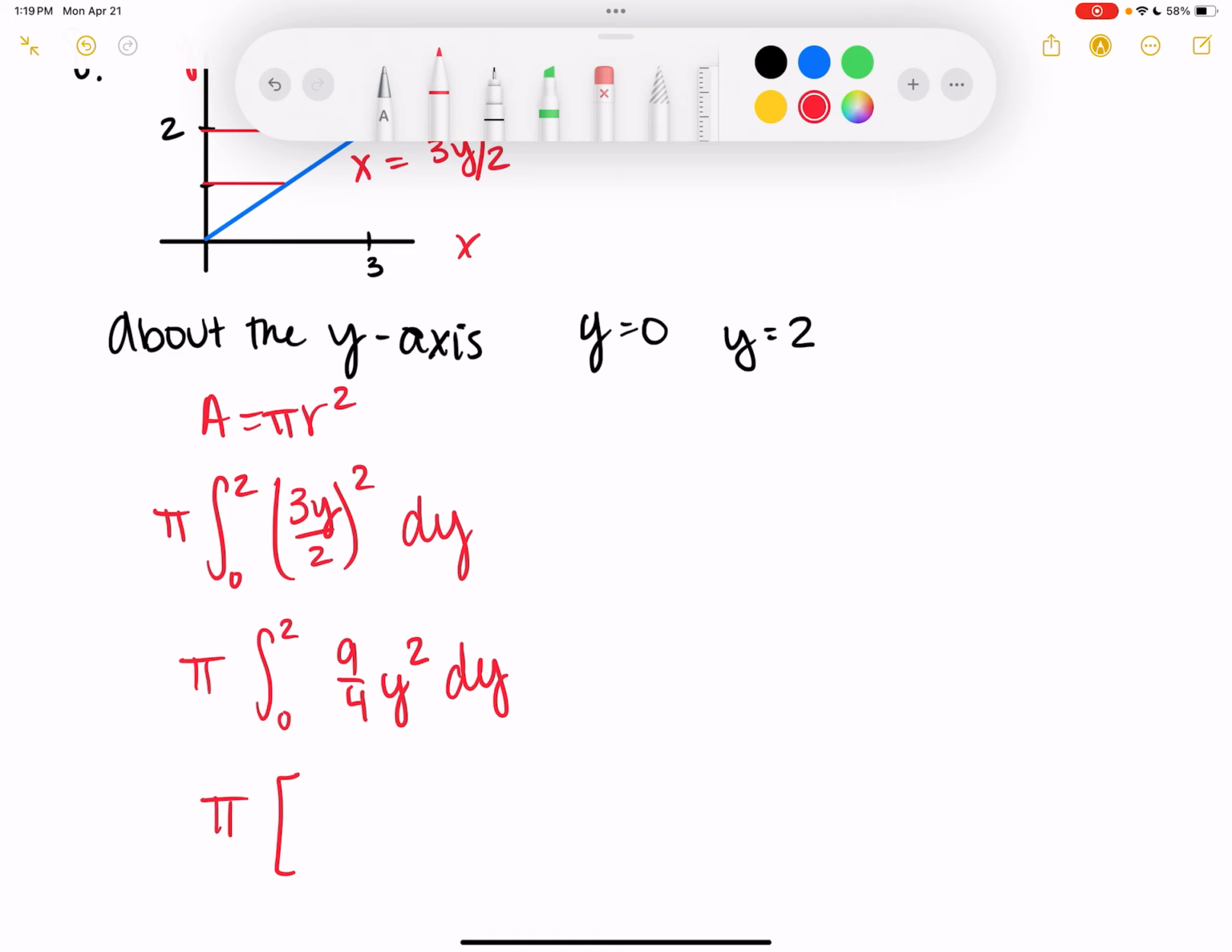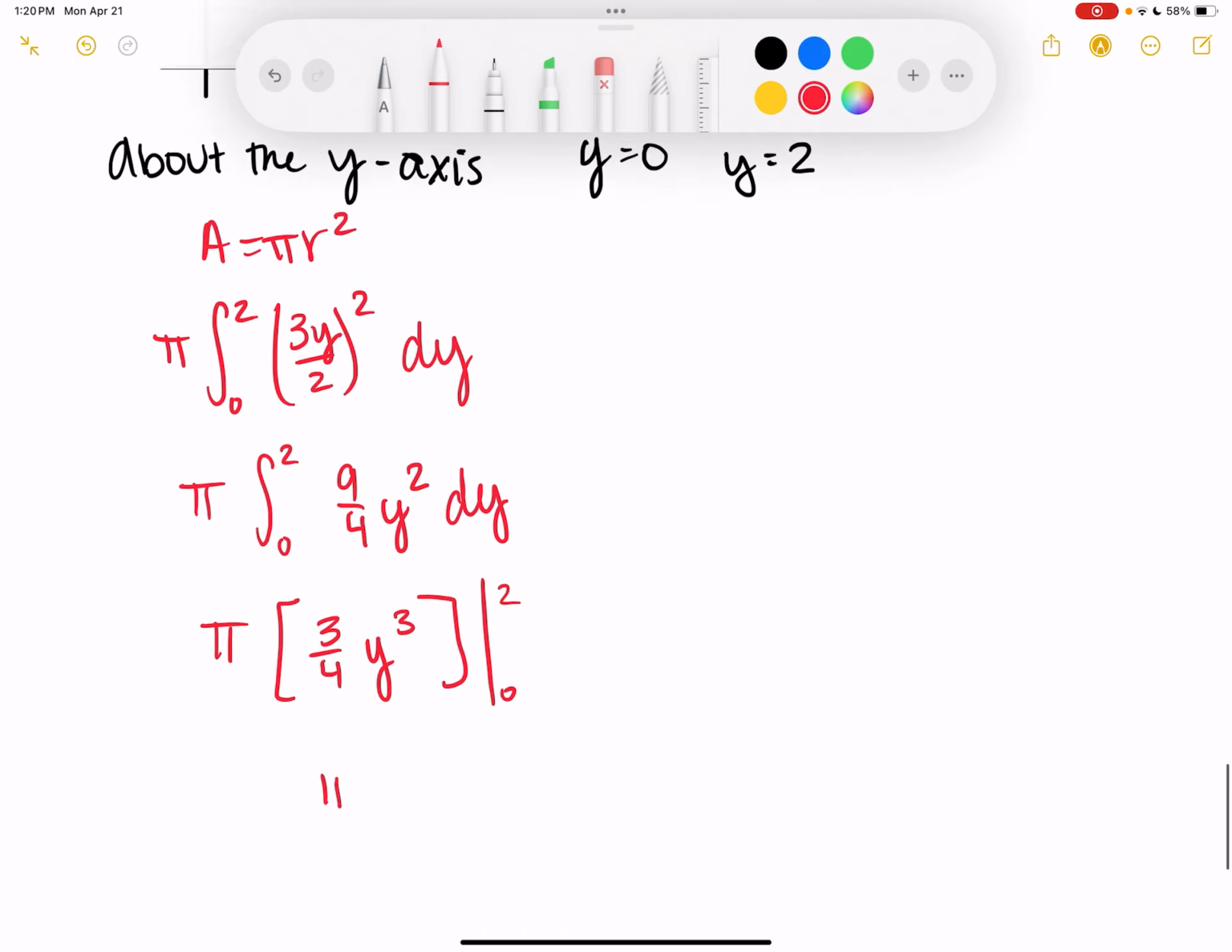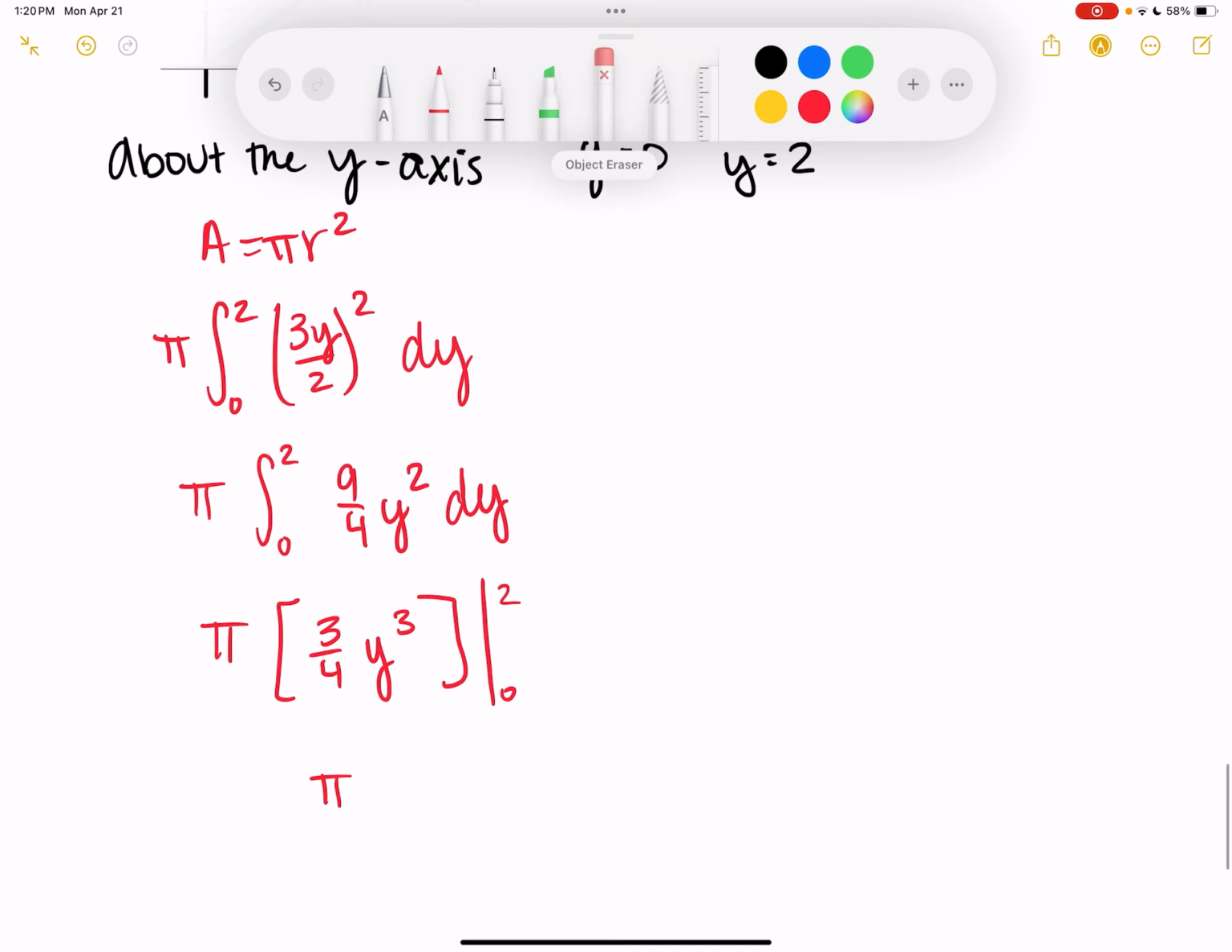So reduce that. You got that, Virginia. 3/4. Yes. Good thing I didn't. You could just take a 3 out of this to begin with. Whatever. And then this is evaluated from 0 to 2. And so we would get pi times, actually I'm going to take the 3/4 out as well. So 3/4 pi, and then I've got 8 minus 0. So that ends up being 6 pi.